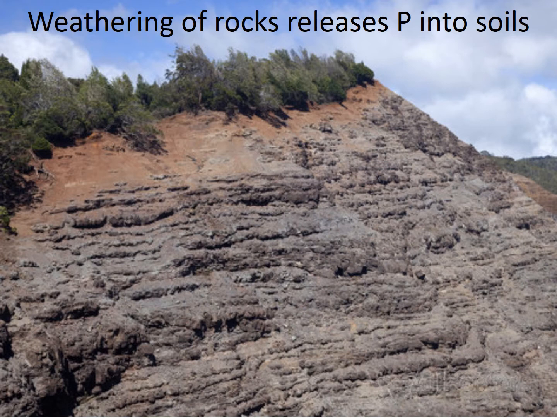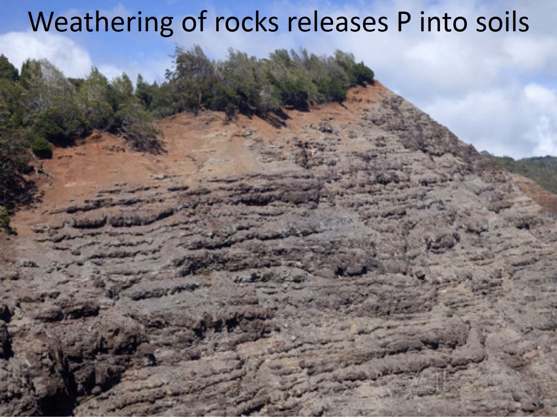So weathering, particularly chemical weathering of rocks that contain phosphorus, which is almost all rocks, contain a little bit of phosphorus. Although most of the phosphorus is in these tiny apatite crystals, which make up a very small proportion of rocks, quite a lot of rocks have at least some apatite in them.